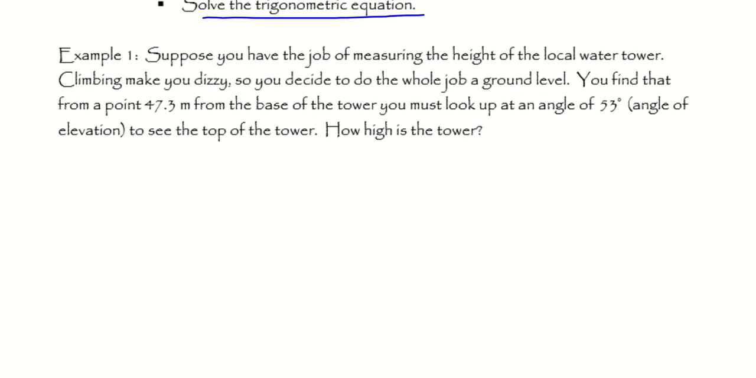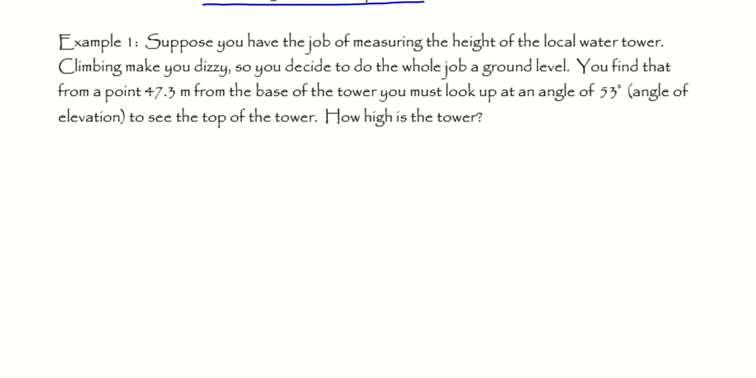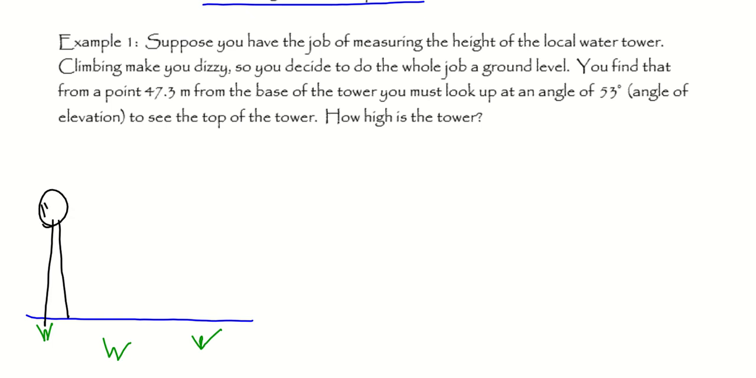Here's our first example. Suppose you have the job of measuring the height of the local water tower. Climbing makes you dizzy, so you decide to do the whole job at ground level. Here we go, we're going to draw a picture. This is the ground, that's grass there. Atop that ground, you have a water tower, which has water in it, H2O. Your job is to measure the height of the tower, from here to here.